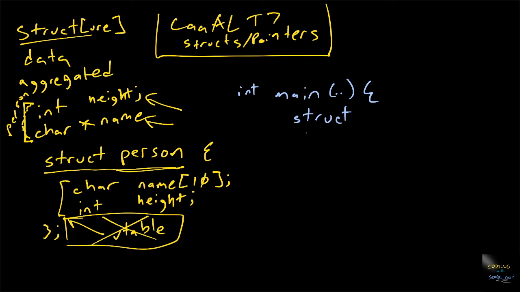So the data type for the declaration is going to be struct whatever I called it. If I called it person, then I've got to call it person here. And then this is going to be person A. So I'm going to call this variable PA.